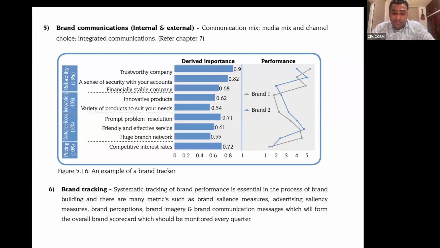Systematic tracking of brand performance is essential in the process of brand building. And there are many metrics such as brand salience measures, advertising salience, brand perceptions, brand imagery, brand communication, which will form overall the brand scorecard and monitored every quarter.